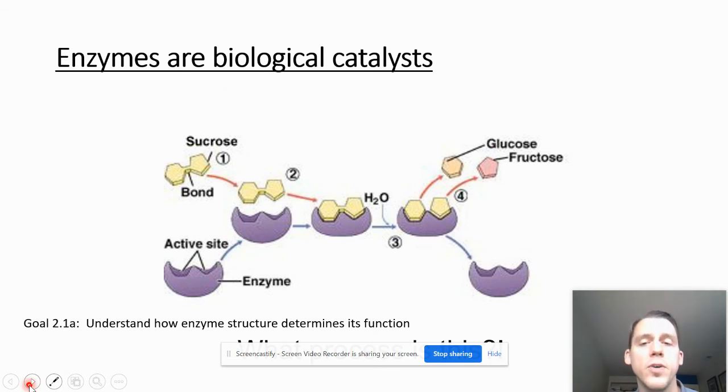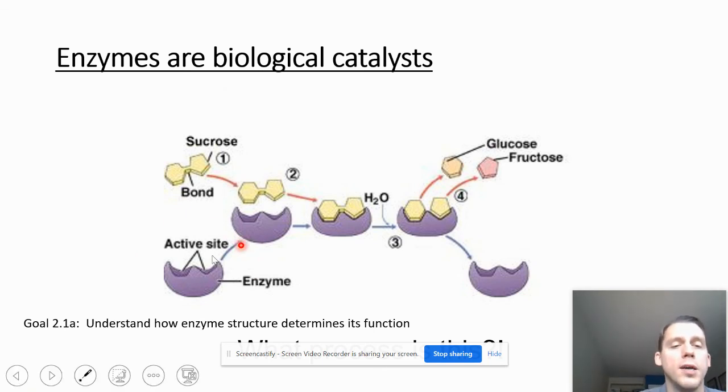So here's a picture of an enzyme. The enzyme is in purple. So there's our enzyme. Enzymes have a very particular shape. Remember, they're proteins. And we already know about proteins, that proteins have a very specific shape. Enzymes are no different. They have a very, very specific shape. It's very important that they have the right shape. And in that shape, there is something called the active site. This is the little part that looks like it's been chewed out. This is where the reaction is going to happen.